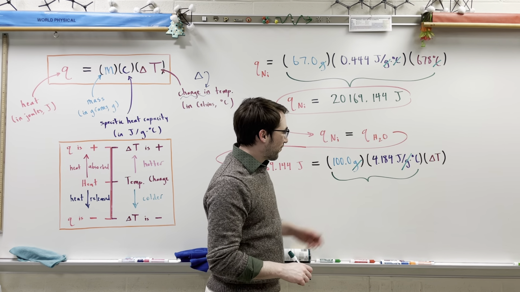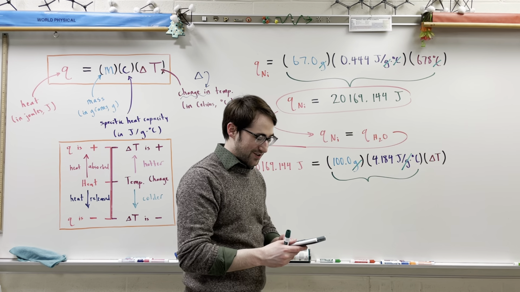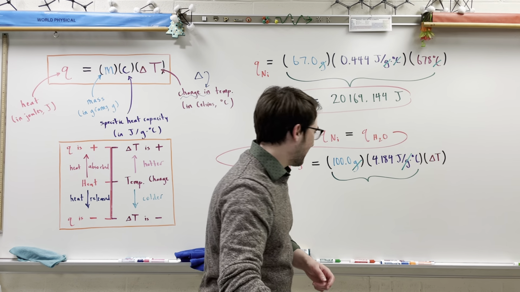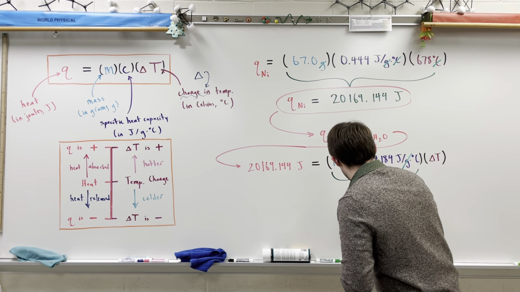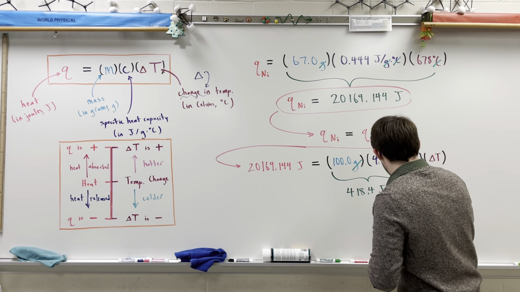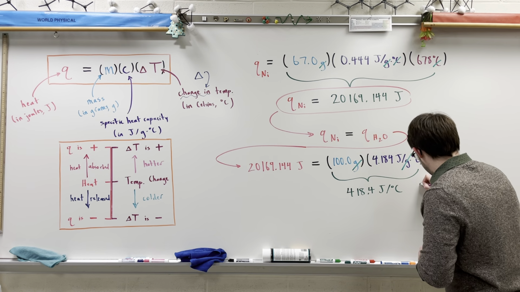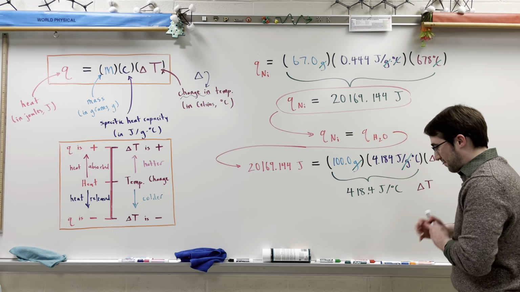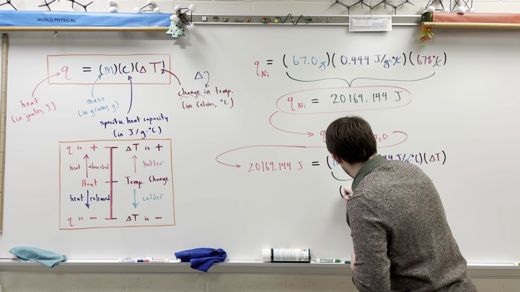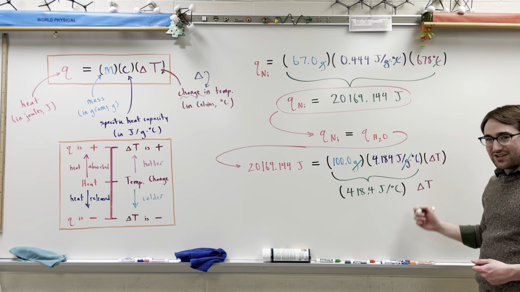Okay, 100 times 4.184 should be 418.4. I'm going to double check in my calculator just to make sure my mental math is on the right track. Yes, okay. Alright, so I've condensed the mass and the specific heat capacity by multiplying those together, but it's still multiplied to my change in temperature here.